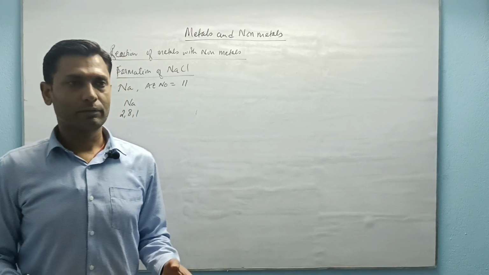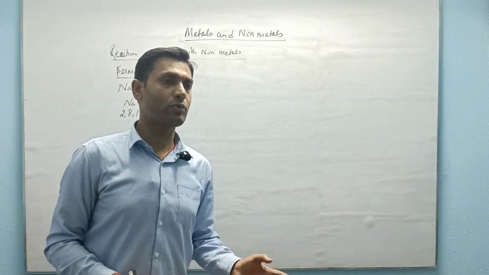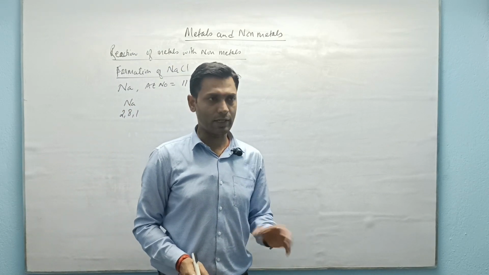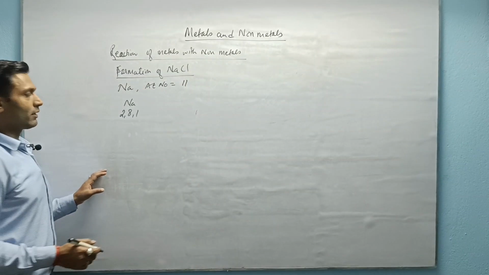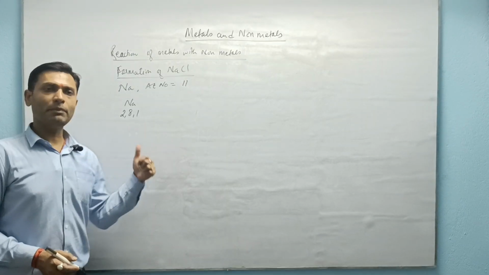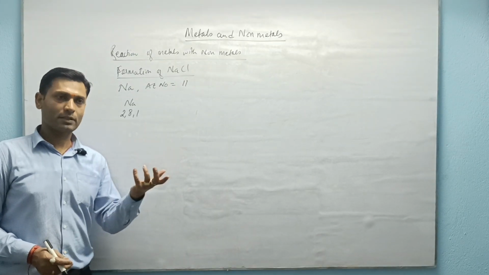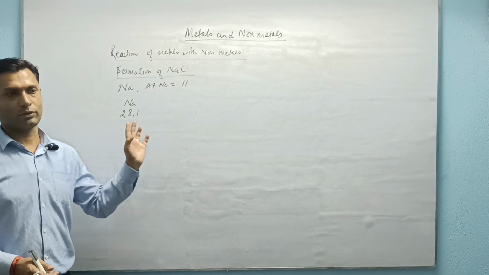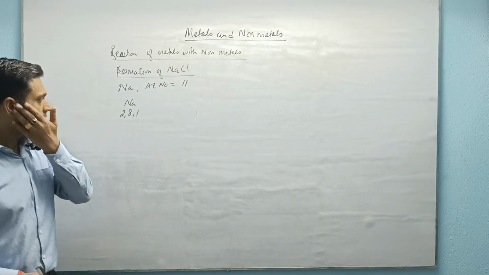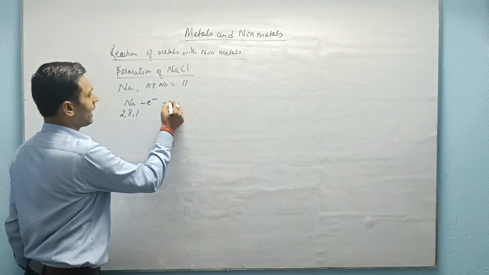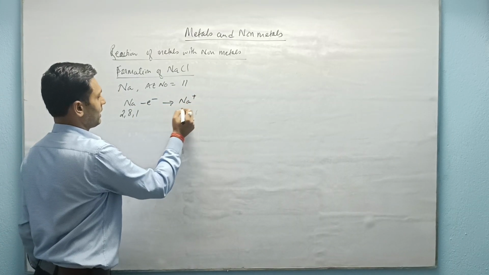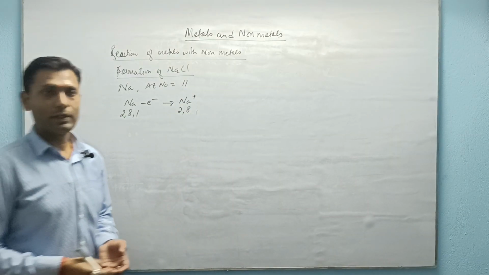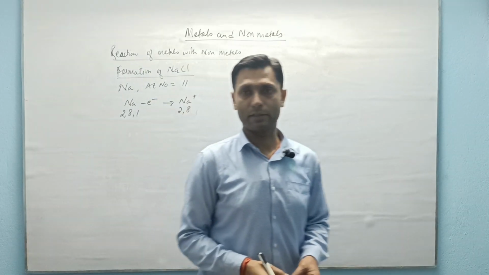There are certain rules: the first orbit cannot have more than 2 electrons, and the second orbit cannot have more than 8 electrons. So the electronic configuration is 2, 8, 1. But sodium, in order to become stable, as we have already discussed earlier, has to lose 1 electron. So sodium will lose 1 electron and it will form Na plus. Now why is it Na plus? Because it is losing an electron. An electron is a negatively charged particle.